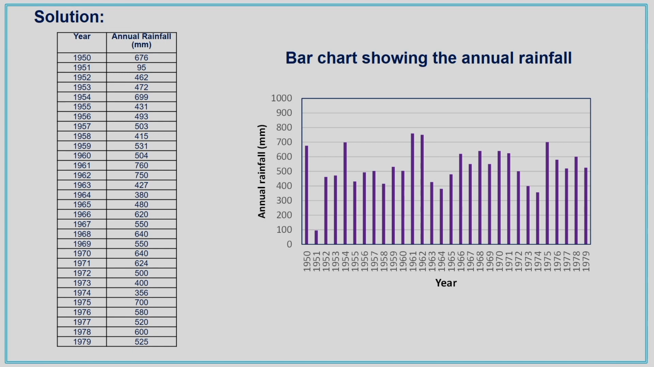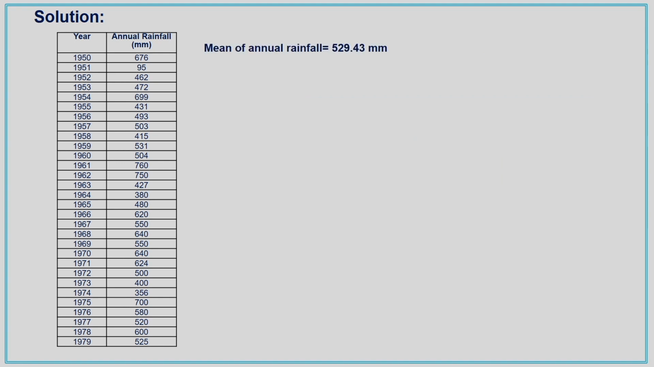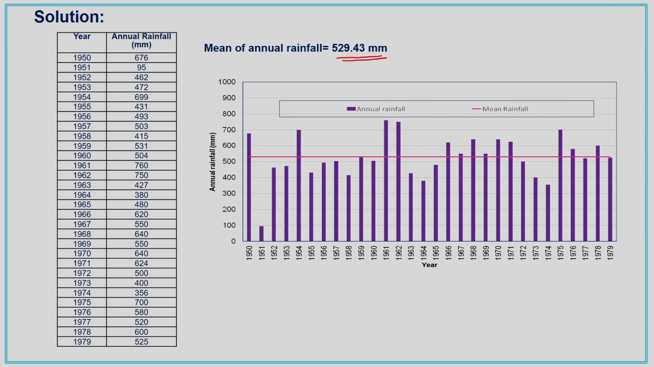Now what we will do, we will calculate the mean of the entire series from 1950 to 1979. That average is calculated to be 529.43 millimeters. Just a simple average we are calculating. So that can be plotted like this. We have the bar diagram representing the rainfall for different years, and after that we have plotted the mean annual rainfall represented by a line.